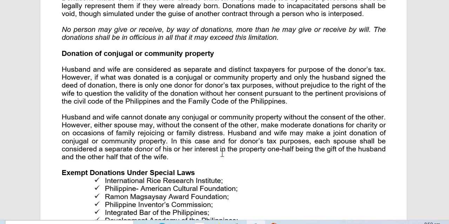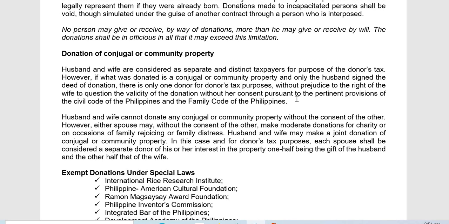However, if what has been donated is a conjugal or community property and only the husband signed the deed of donation, there is only one donor for donor's tax purposes, without prejudice to the right of the wife to question the validity of the donation without her consent pursuant to the pertinent provisions of the Civil Code of the Philippines and the Family Code of the Philippines. So, it is possible that only the husband signs the deed of donation, even if the property is conjugal or community property.